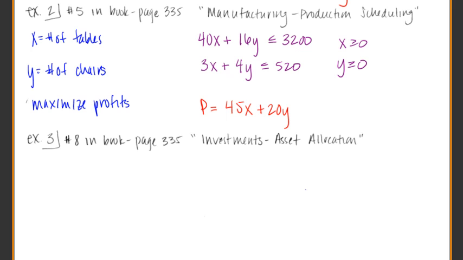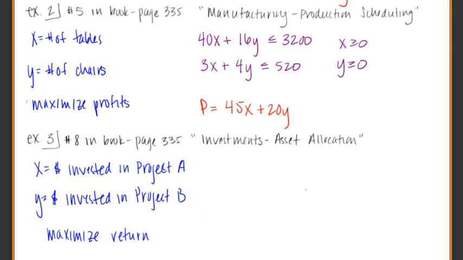All right, let's try this one more time. Let's look at number 8. In this example, number 8 in the book, we're trying to decide how to use at most $500,000, and what we want to do is separate this into 2 different funds. Some of it's going to go to Project A, and some is going to go to Project B. We just don't know how much. In the very last sentence it asks how much she is going to invest in each one.